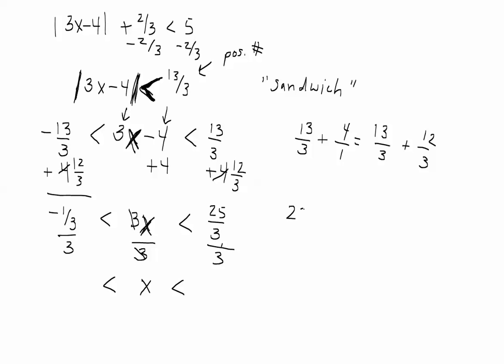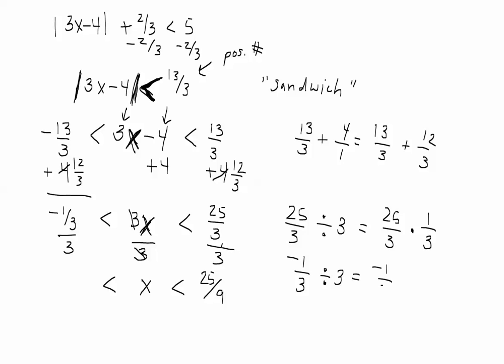And what is 25/3 divided by 3? Well, that's the same thing as 25/3 times 1/3. So on the right side, we get 25 over 9, and minus 1/3 divided by 3 is the same thing as minus 1/3 times 1/3. So on the left side, we get minus 1 over 9.